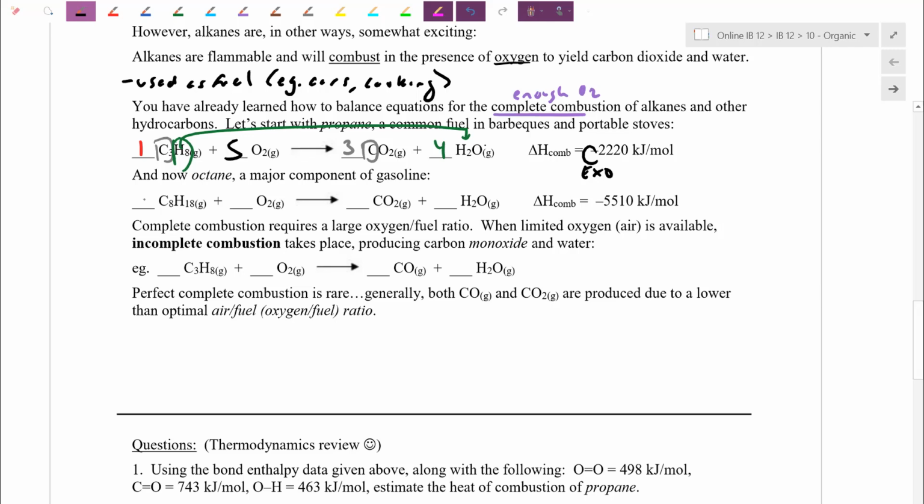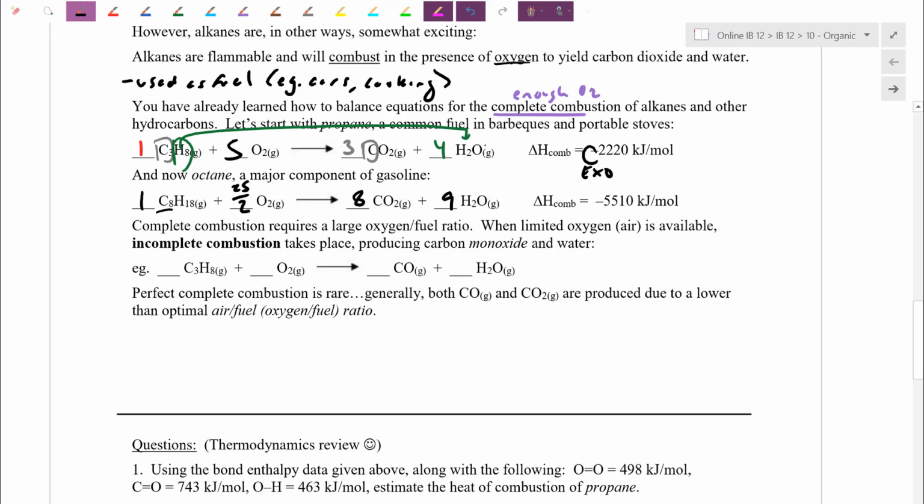You do the same thing. Let's say I want to burn just 1 mole of octane, so that way it's an enthalpy of combustion. C8 means I fully burn it to 8 CO2s. 18 H's means I need 9. The problem here is I'm going to have an odd number of oxygens. 8 times 2 is 16, plus the 9 here is 25. I can deal with the pesky little fraction, that's okay, 25 over 2.